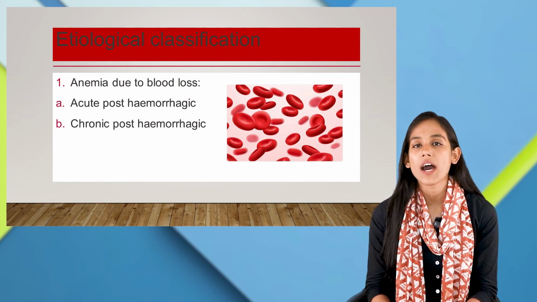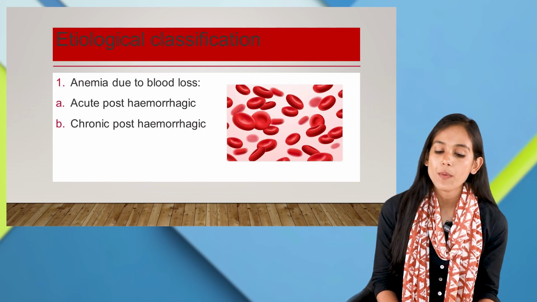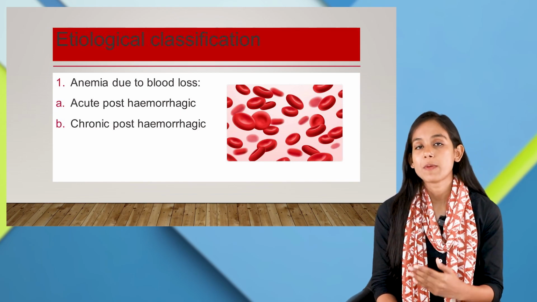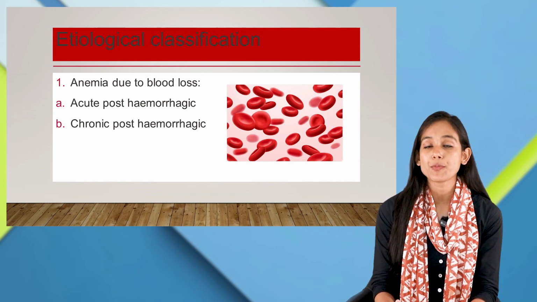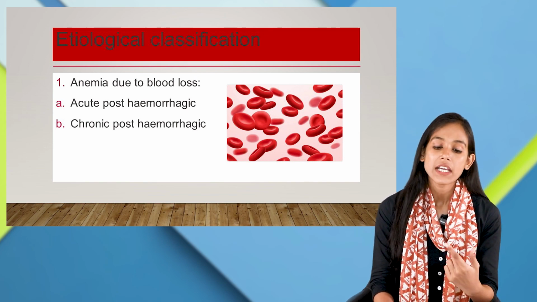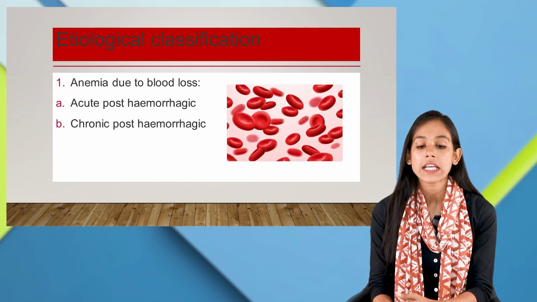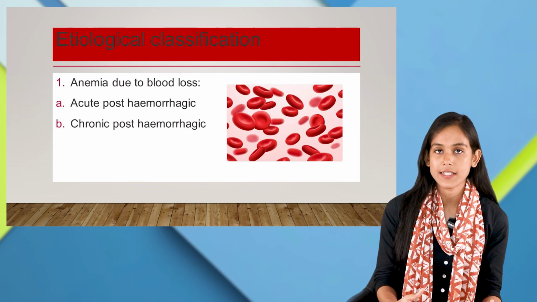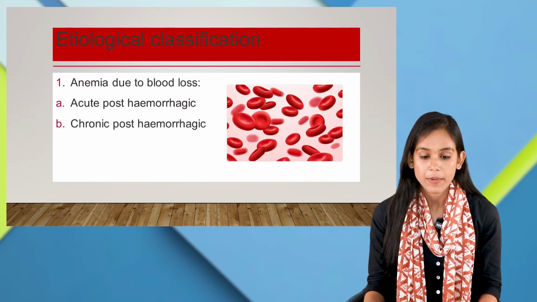So let us see how we can classify anemia according to the cause. The first one is anemia due to blood loss. Due to blood loss, it can be acute post-hemorrhagic or chronic post-hemorrhagic. Now, what is acute post-hemorrhagic? This occurs due to an accident where there's a large amount of blood loss.